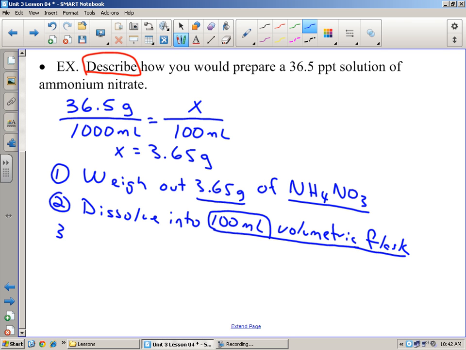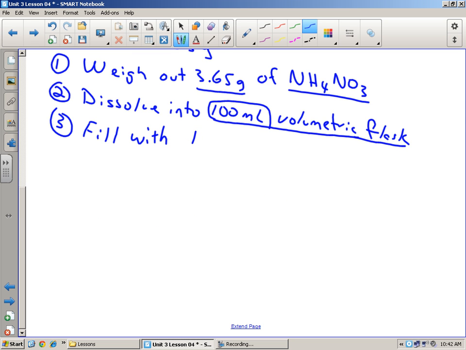Okay? 3, you're going to fill it up. Fill with, now I'm going to put in here for the first one anyway, fill with distilled water to the calibration line.